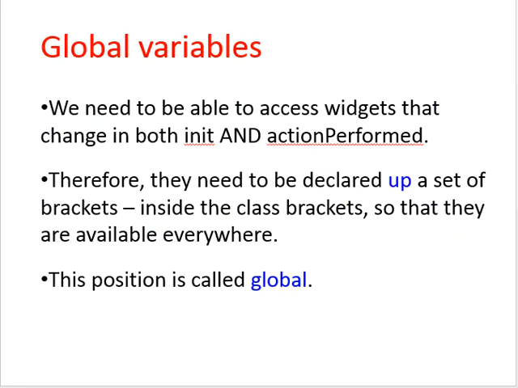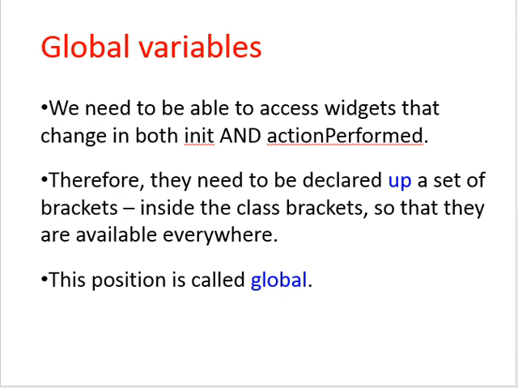If there is a widget that is going to change, that means you need to set it up in Init, and then you need to change it in ActionPerformed. So that means it needs to be active in 2 methods. But variables can only be used in the method where they are declared. So if you put them inside a certain set of curly braces, that's the only spot you can use it. So if I was to put it in Init, I wouldn't be able to use it in ActionPerformed. They're different curly braces. So what we're going to need to do is move them up a set of brackets. We're going to take them outside of the methods and put them just inside the class. And that will mean that I can use it in both Init and ActionPerformed. And that place in the code is called global.